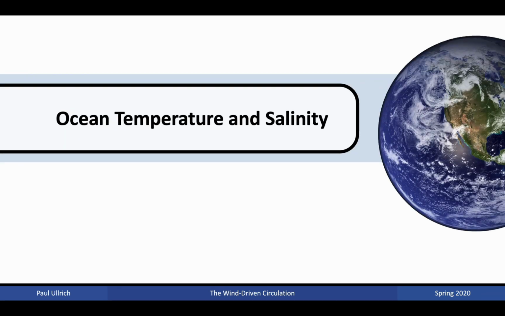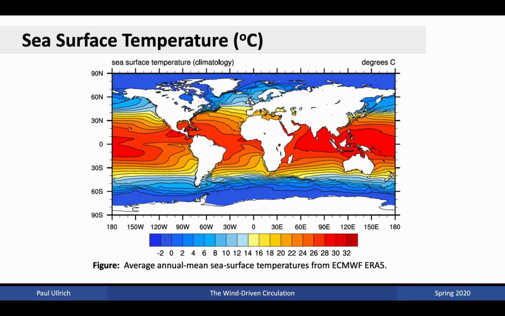We're going to start off by talking about the drivers of oceanic temperature and salinity. Here's a global plot of sea surface temperatures. You've already seen this in one of our earlier lectures where we talked about the character of the ocean. So what are the primary drivers of these temperatures?